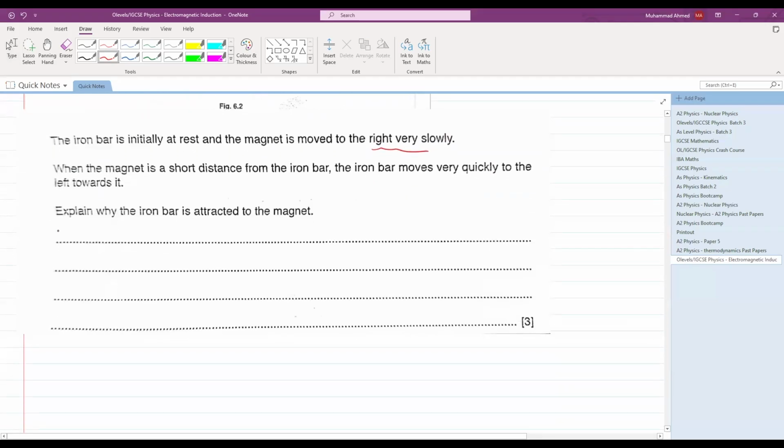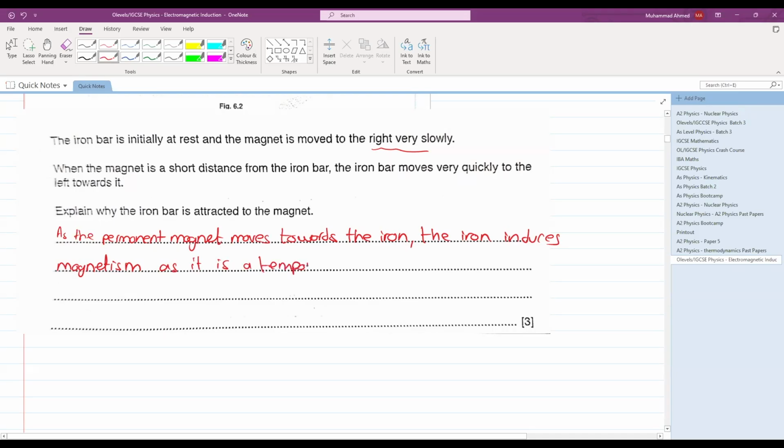As the permanent magnet moves towards the iron, the iron induces magnetism, as it is a temporary magnet.